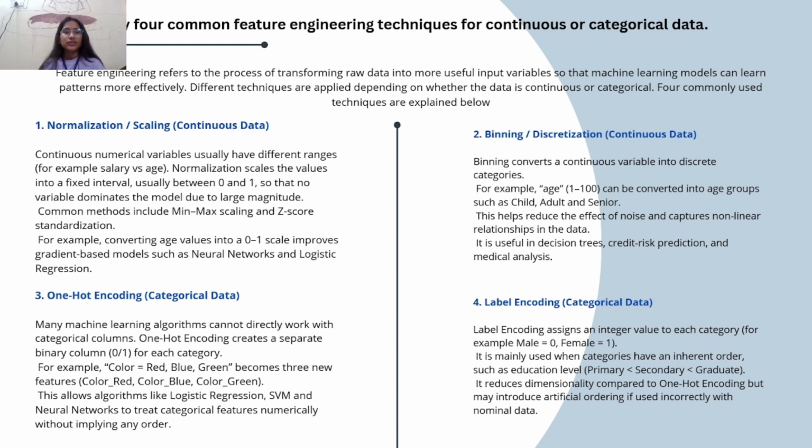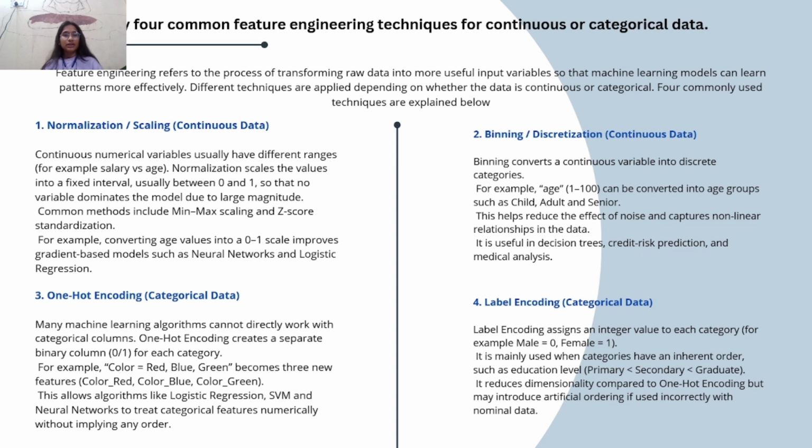First, what is feature engineering? Feature engineering simply means transforming raw data into better input features so that a machine learning model can learn patterns more effectively. So here are four important techniques. First one is normalization, second one is binning or discretization, third one is one hot encoding, and last one is label encoding.